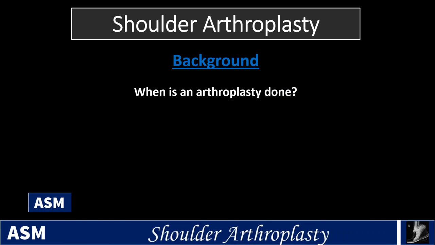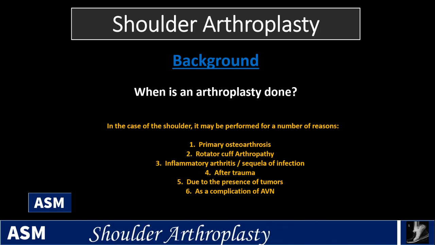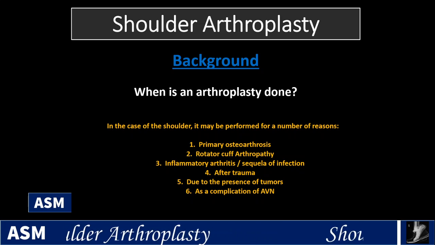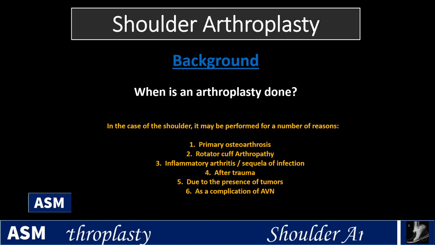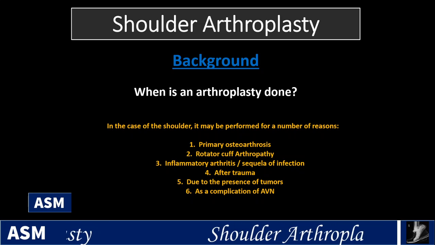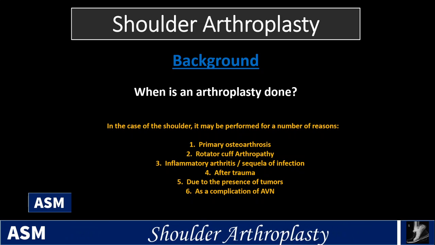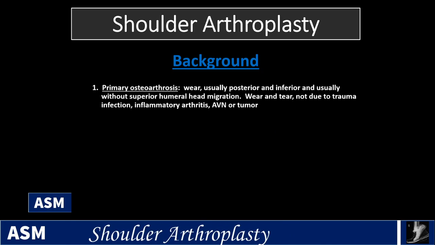So when is an arthroplasty done? In the case of the shoulder, it can be performed for a number of reasons: primary osteoarthrosis, rotator cuff arthropathy, sequelae of inflammatory or infectious arthritis, after trauma, due to the presence of tumors, or as a complication of AVN.